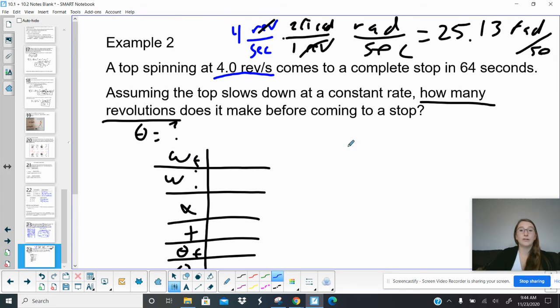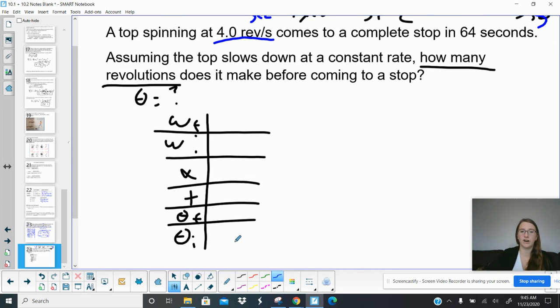Okay, so I want you to try it first. We already said this is what it's starting at. This is its initial, I kind of gave it away there, in radians per second. That's what it starts at. It slows down and comes to a stop in 64 seconds. Try and lay out which variables we have. You might need to check if you're unsure, but that's okay, we'll give it a shot.